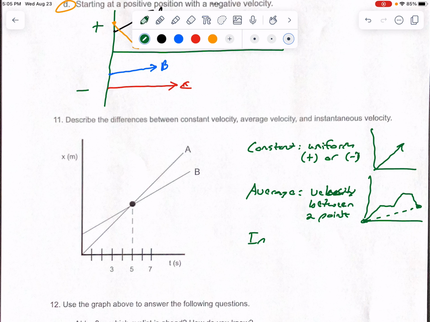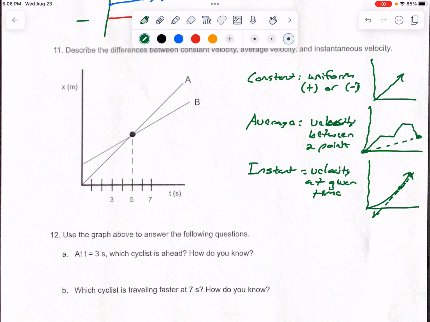Now instantaneous, that is the velocity at a given time. So I want a certain time. Usually you'll see graphs that look like this where they're speeding up. If I want to know the velocity right here at that point in time, I can't find the slope of a curved line because it's always changing. So I'd draw a tangent line that bumps up next to it like that, pick any 2 points on that line, and solve for slope. So that is the difference between constant, average, and instantaneous.